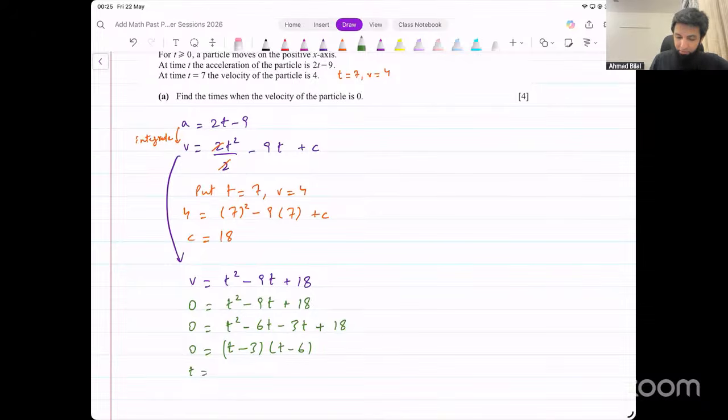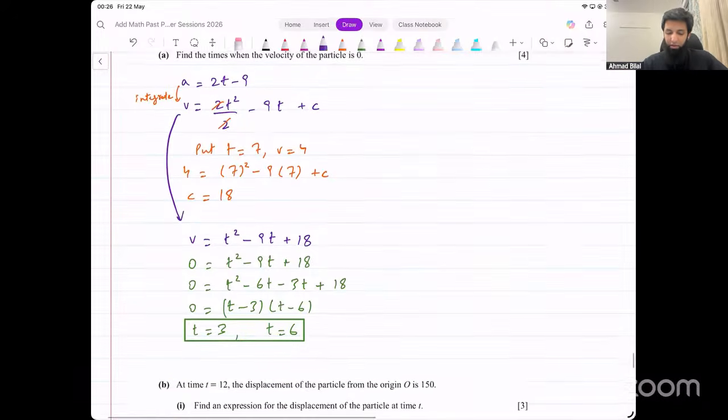So t is equal to 3 or t is equal to 6. That's what they wanted. They wanted us to find the time. So we are supposed to get multiple answers. These are two possible values of t when velocity is 0. That's easy, 4 marks, nothing complicated there.